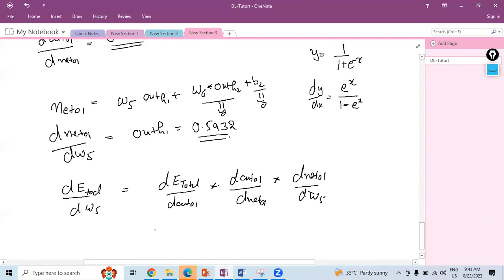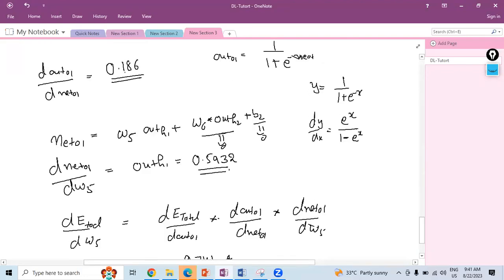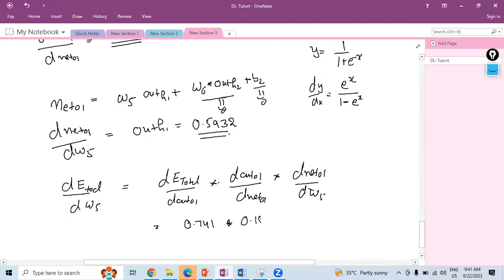Right. So the first thing that we have calculated is 0.741. The next thing is 0.186. And the last thing we calculated right now is 0.59. If I do this calculation, it will become 0.08.